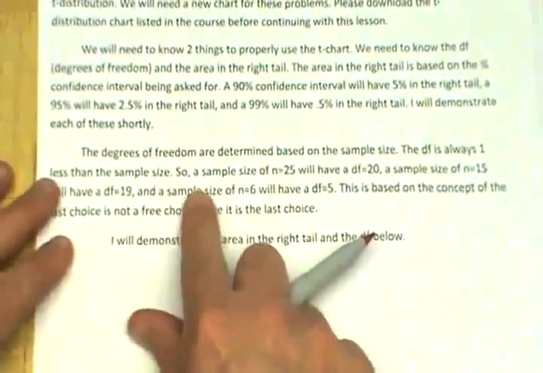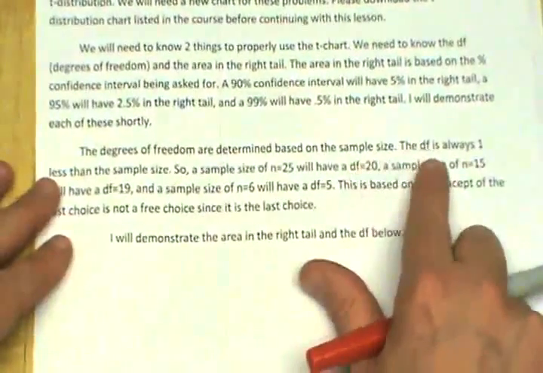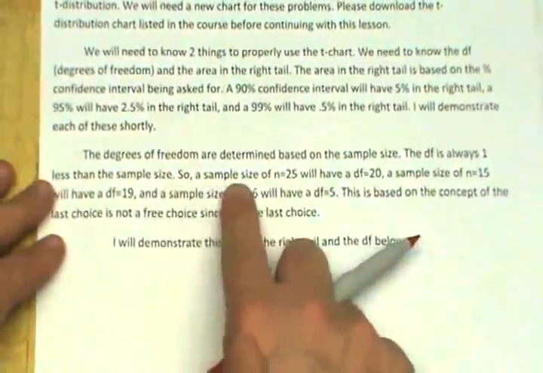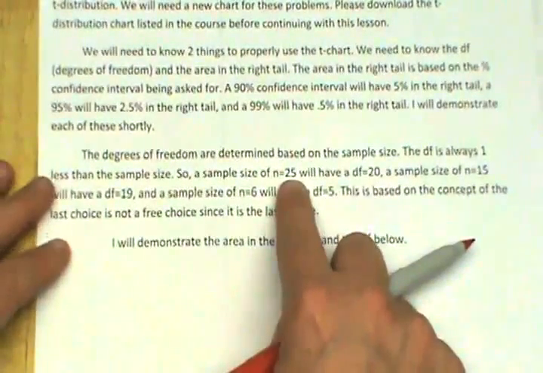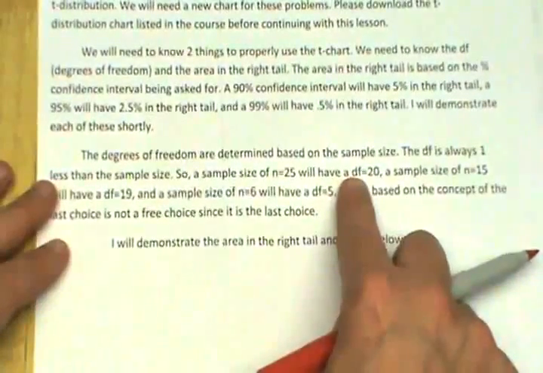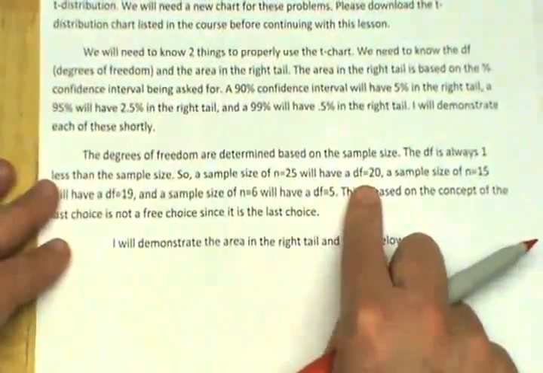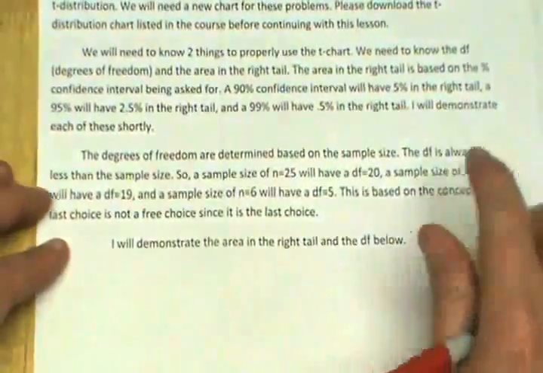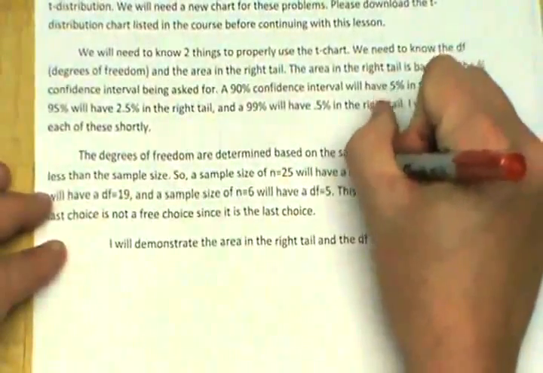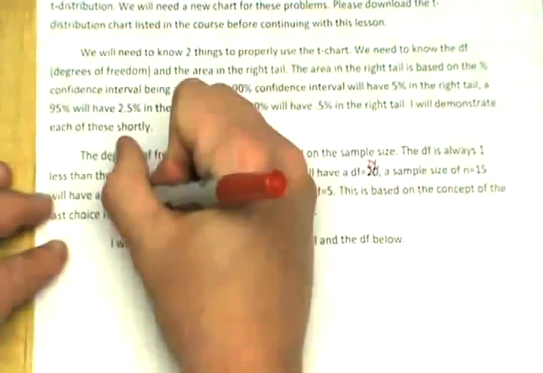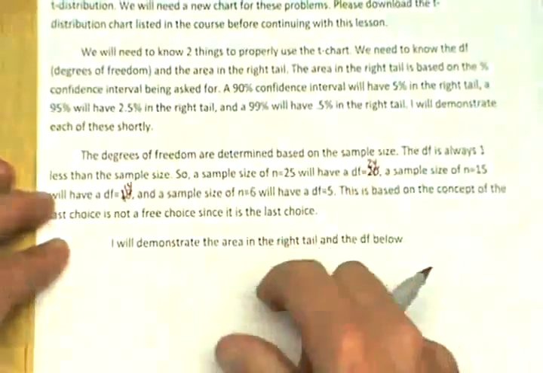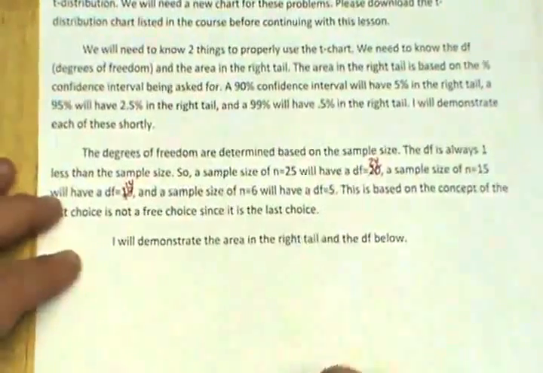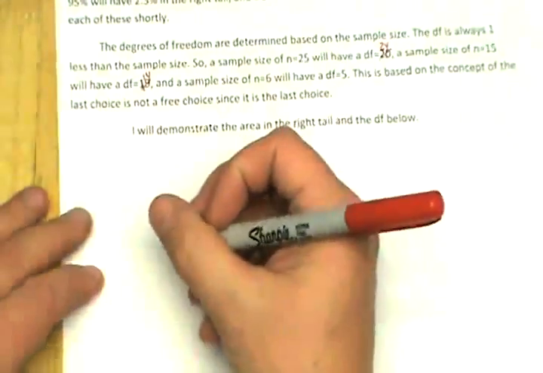The degree of freedom is based on the sample size. The degree of freedom is always one less than the sample size. So if a sample has a sample size of 25, our degree of freedom is going to be 24. If a sample size is 15, the degree of freedom is going to be 14. I made a small boo-boo on our notes there. A sample size of 6 will have a degree of freedom of 5. Let me go into a little more detail for you.